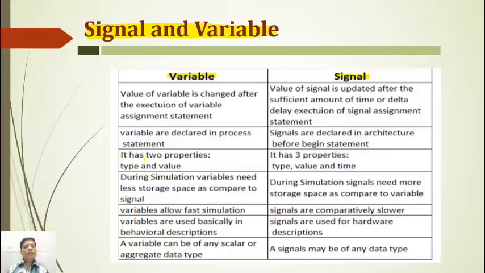Then third point, variable has two properties, type and value. But signal has three properties, type, value and the time. Signal has three properties, type, value and time, and variable has two properties, type and value only.